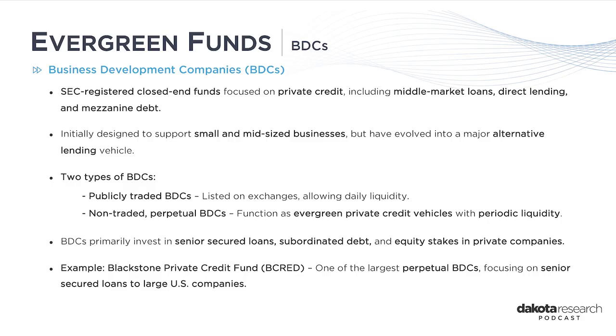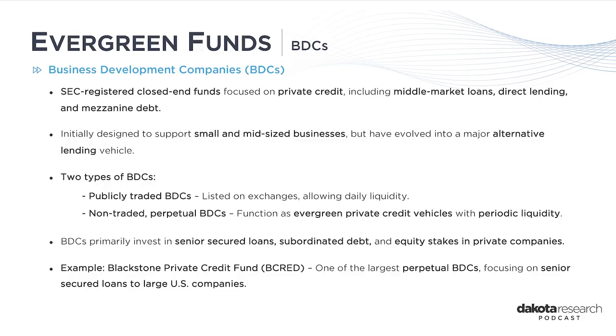These are SEC-registered closed-end funds that focus on private credit, including making middle market loans, direct investing, and mezzanine debt. These were initially designed to support small and mid-sized businesses, but have evolved into a major lending vehicle or solution. There are two types of BDCs to call out. Publicly traded BDCs, which are some of the ones that we mentioned earlier. They're listed on exchange. They allow for daily liquidity. And there are non-traded perpetual BDCs, which function as evergreen private credit vehicles with periodic liquidity.